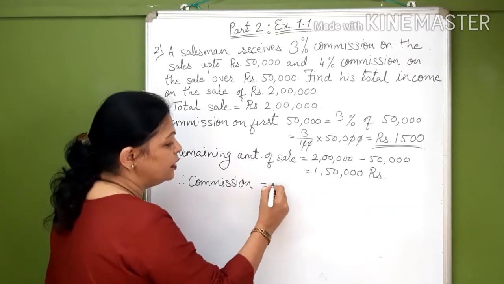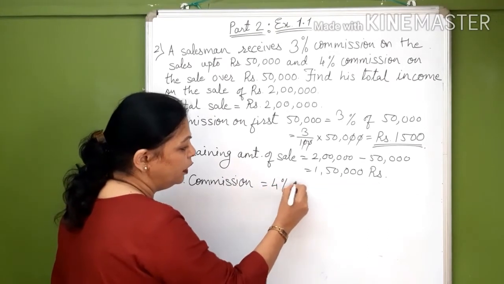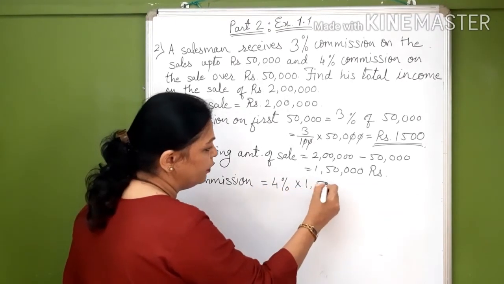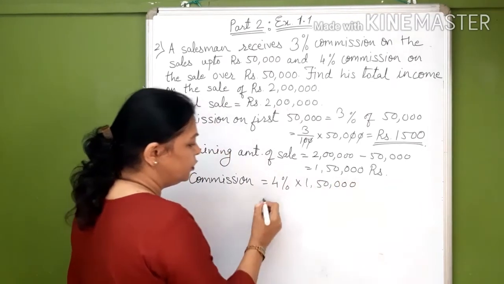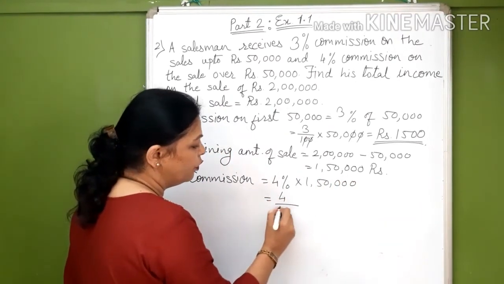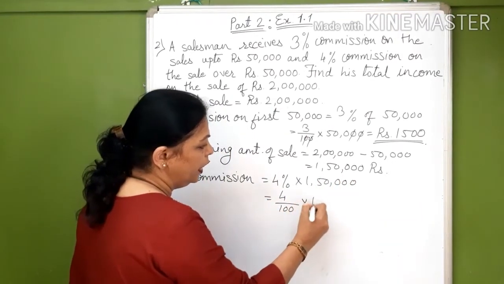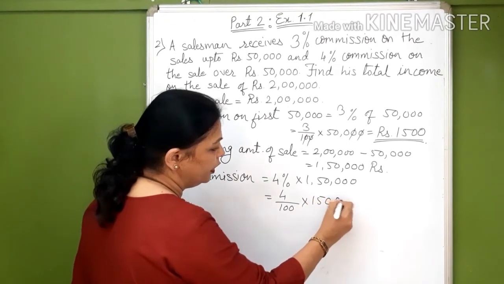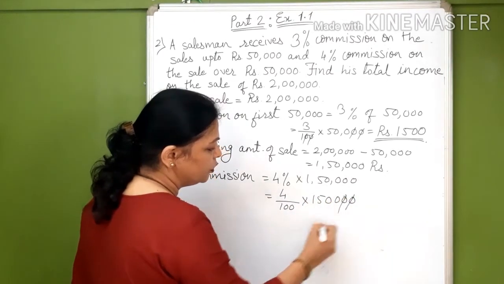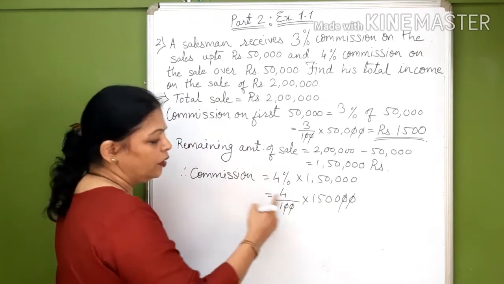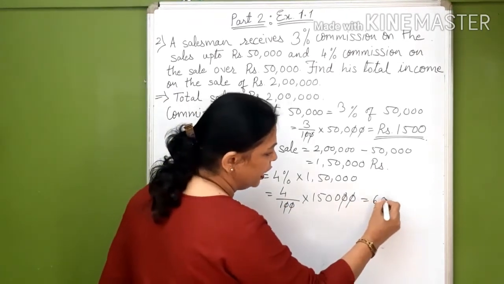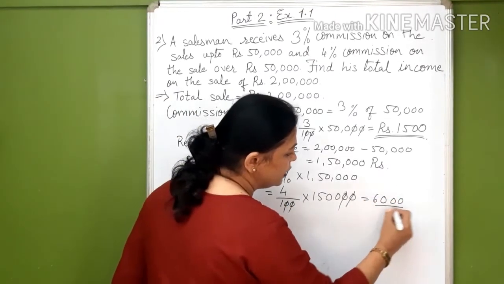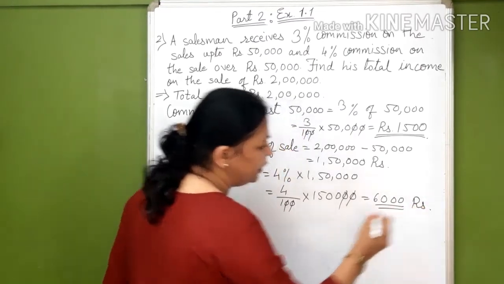So commission is 4% into 1,50,000. So let's see how much that comes to. 4 upon 100 into 1,50,000. So these two zeros go with this. 15 fours are 60 and 2 zeros. So that is 6,000 rupees.